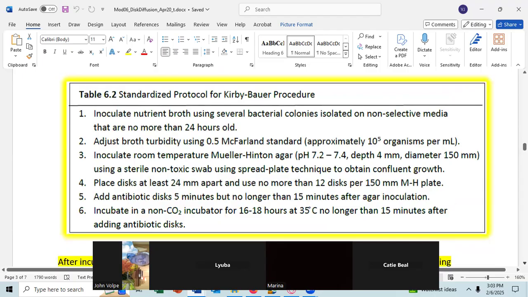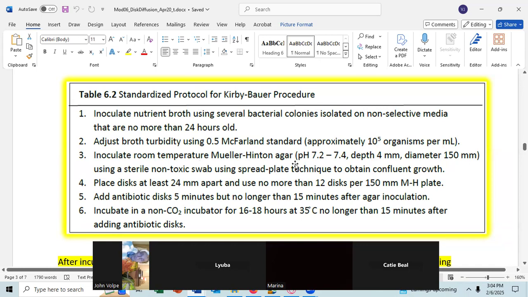So when you do the Kirby-Bauer procedure, you always inoculate from nutrient broth using several bacteria colonies grown on non-selective media, and the colonies are no more than 24 hours old. You then grow the broth to a turbidity of 0.5 McFarland standard units, and if it's not that, you just dilute it so that there are approximately 10 to the fifth organisms per mil, meaning 0.5 McFarland units have a bacterial density of about 1 times 10 to the fifth organisms per mil. You then inoculate the bacteria at room temperature onto a Mueller-Hinton agar plate. And different agars will have a different size of zone of inhibition. So we always use Mueller-Hinton agar plates with a pH between 7.2 and 7.4.